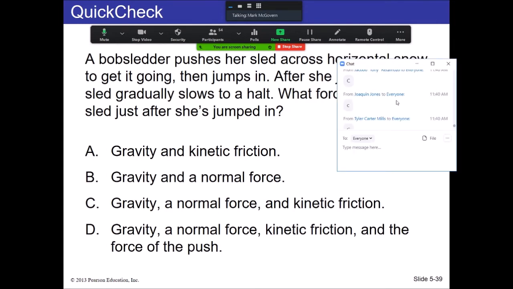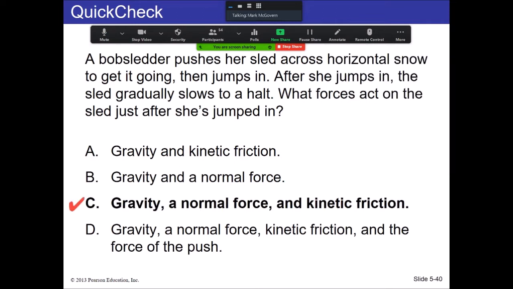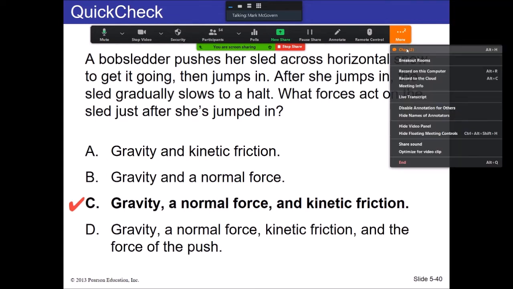I got some rebels in here, but everybody else is pretty much C. Sounds good. It is C. Because again, force of the push. What's the agent there? The bobsledder pushes her sled across horizontal snow, then jumps in. Once you jump in, you're not pushing the sled anymore, right? So it's not D. I just gave you the example here: gravity, normal force, kinetic friction. So you could say, well, maybe the force of the push. No. Are they actively pushing? No. Then there's no agent.